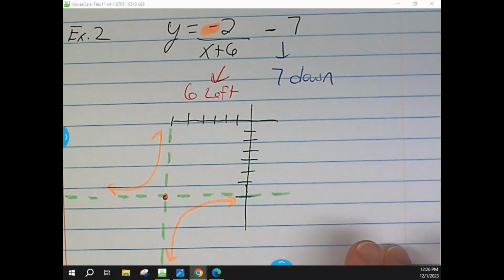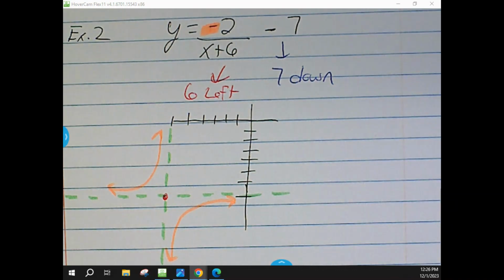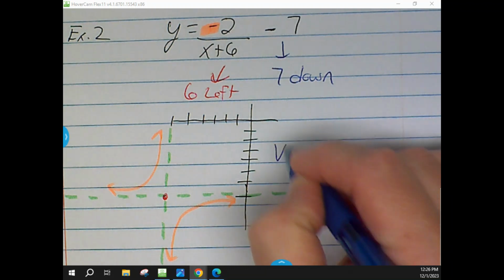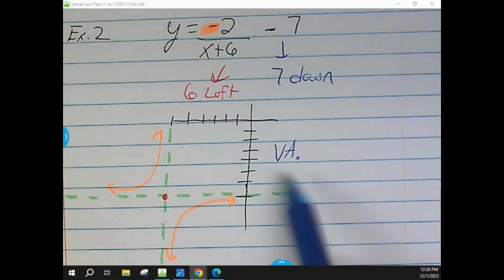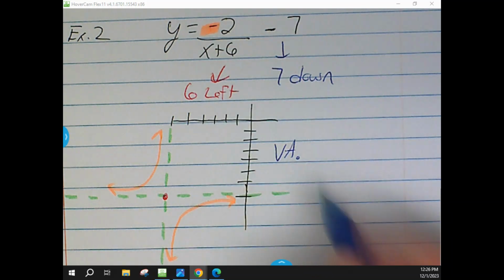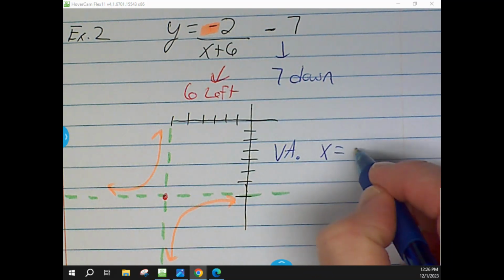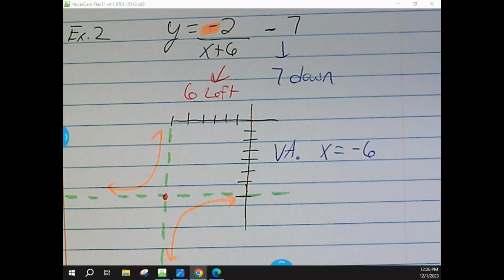Again, you don't actually have to plot any points. You just need to know where that graph is going to be for that part of it. It's not going to ask you for the x-intercepts or the y-intercepts or anything like that. It's going to be just basically knowing what this is going to do and how it's going to go from there. Okay, again, you should be asked for the vertical asymptotes and the horizontal asymptotes. The vertical asymptote, that's the one that's with the x number. So that's going to be x equals negative 6.